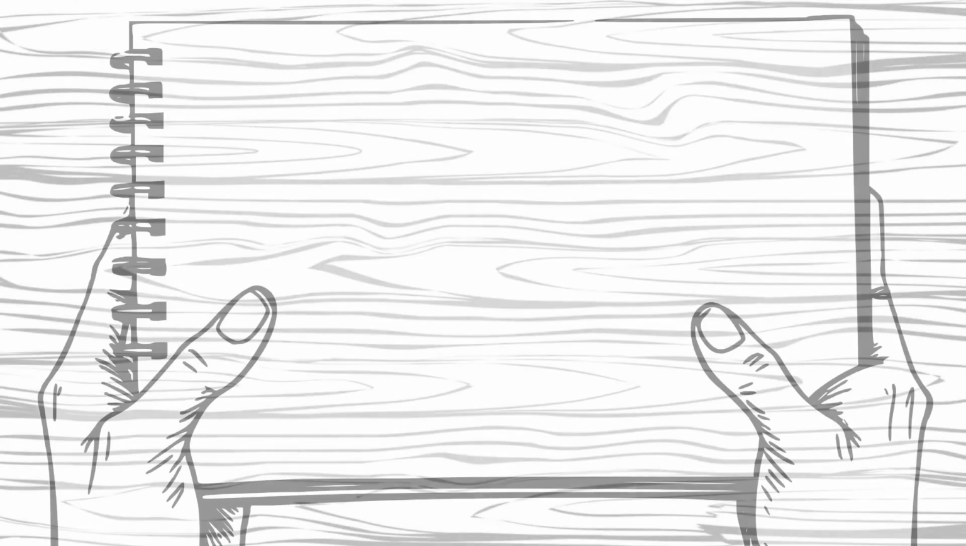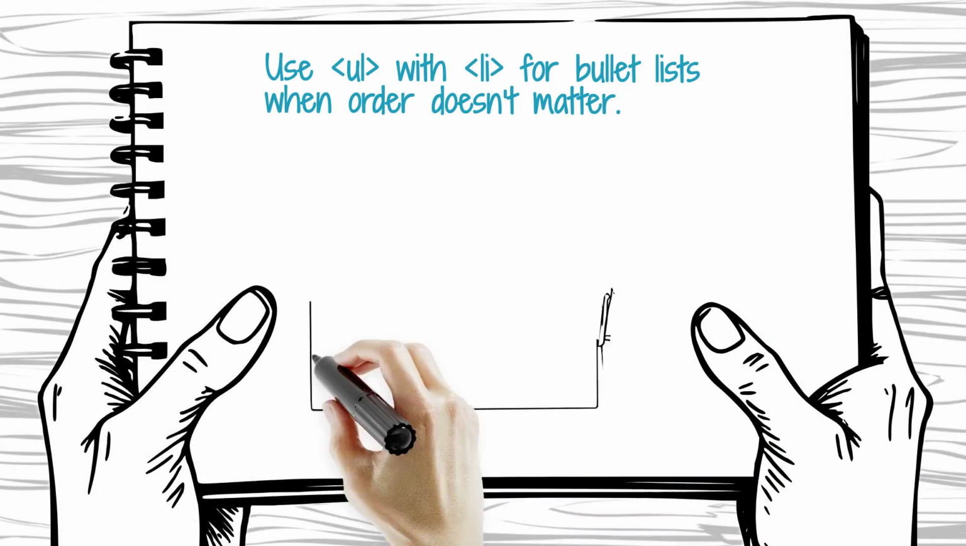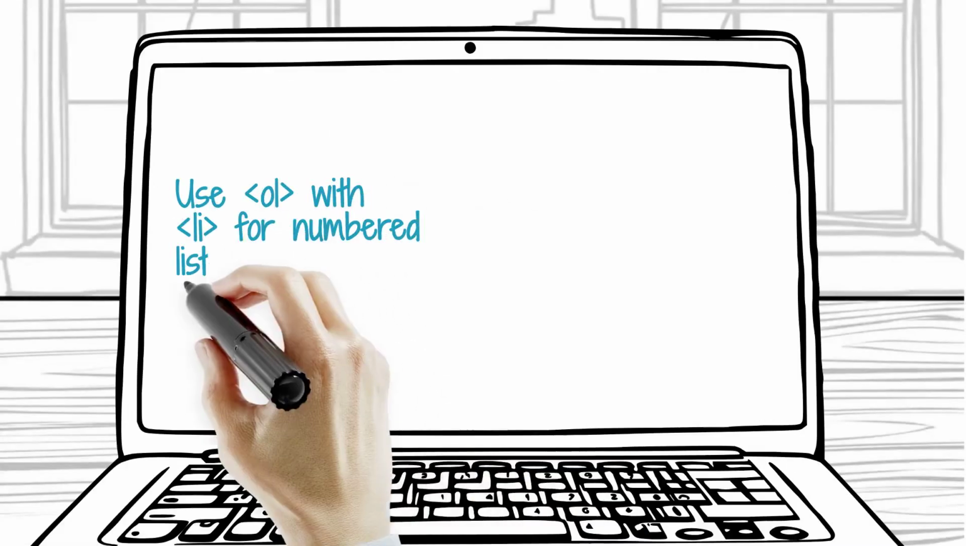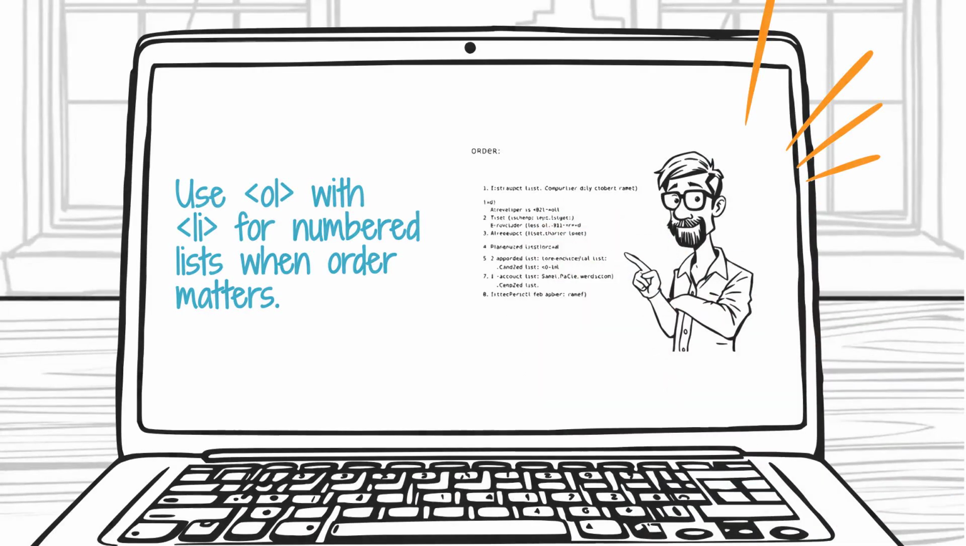For bullet lists, use UL. The UL tag starts the list, and each li tag is one list item. Use this when order doesn't matter. For numbered lists, use OL with li. Use OL when order matters, like steps in a process or ranked items.